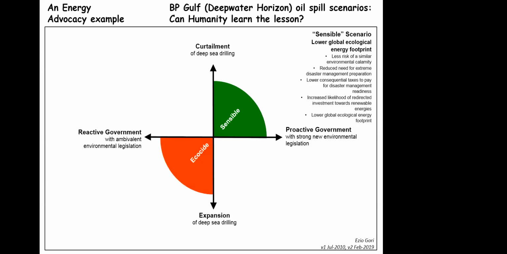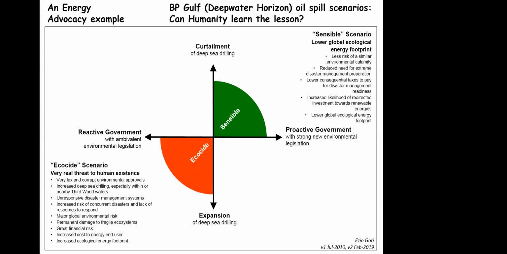What happens on the opposite extreme? We're looking at ecocide. And ecocide happens when there's a very real threat to human existence. So remember that in this quadrant, we have an expansion of deep sea drilling because there's all these promises of extraordinary yields in the deep ocean, but with a reactive government, meaning very weak legislation and policy.